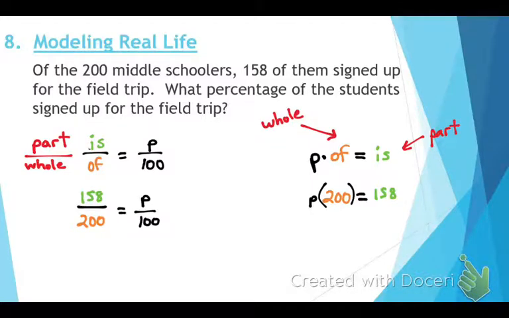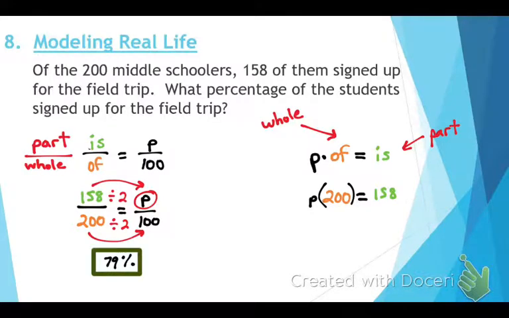Go ahead and do that on your own. Okay, so some of you guys did it on the left. If you were doing mental math, you are working from left to right to try to solve for p, and you have to divide by 2. When you divide by 2, you saw 158 divided by 2 was? 79%. How many of you would say you did cross products, but you still got that same answer? Okay, and you should have gotten that same answer.